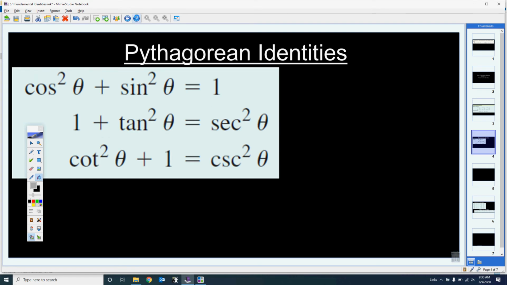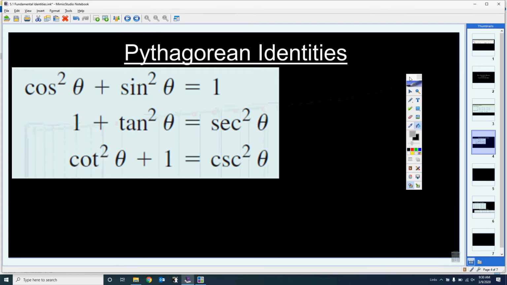What is new, or at least the start of what's new, are these three. These are our Pythagorean identities. These are still in the middle, but a little bit further down. Alright, these you really need to know, and we're going to use them in just a second.